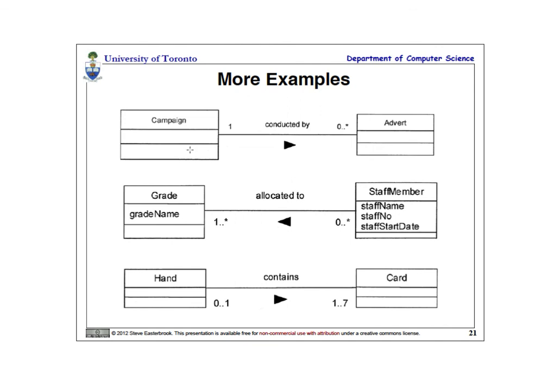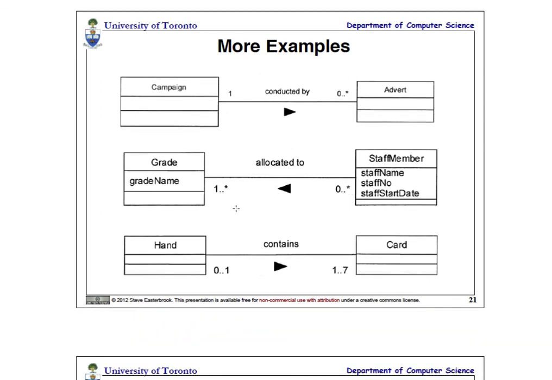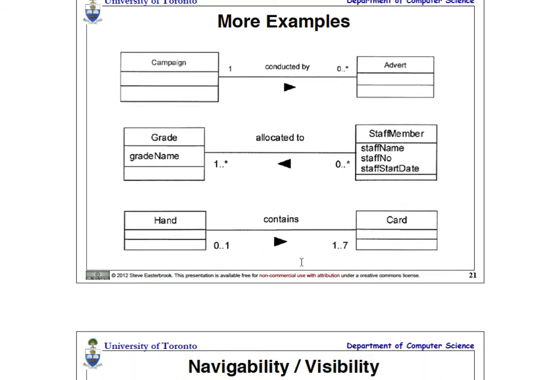So in this case, it implies that a campaign conducts an advertisement, but the advertisement doesn't necessarily need to know about the association with a particular campaign. Or a staff member is allocated to a particular grade, like teaching a grade in school, but the grade is not a sentient entity, if you will, so it doesn't need to know about the staff member. Same thing with playing poker. A hand contains a bunch of cards, but the cards don't necessarily know which hand they're in. They're non-sentient beings, if you will.